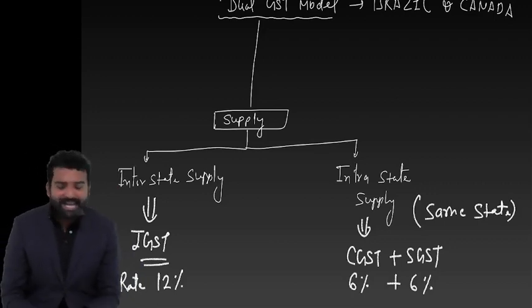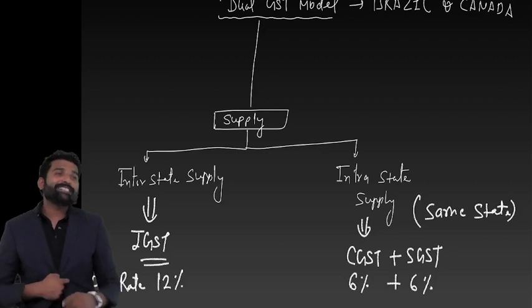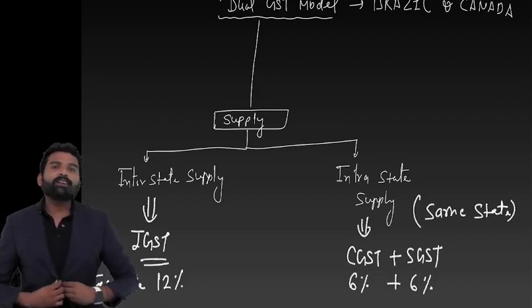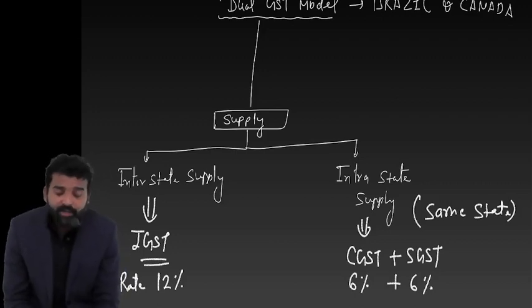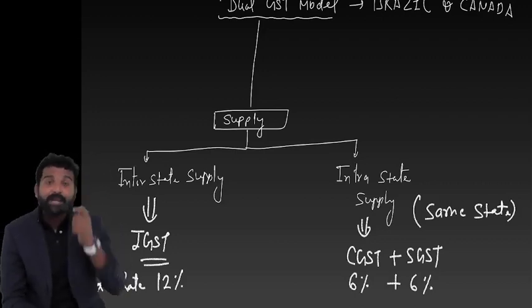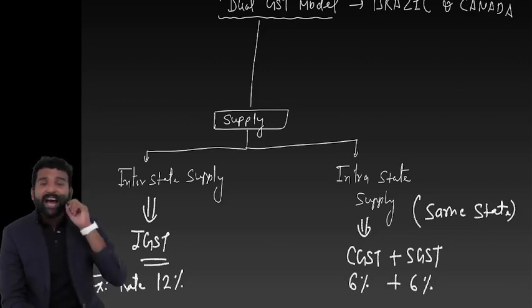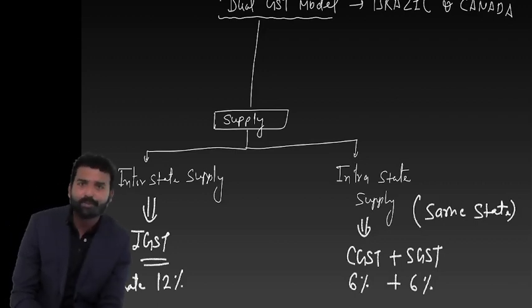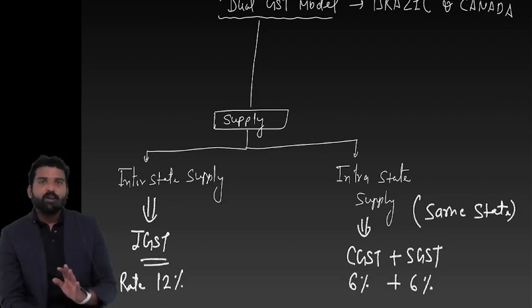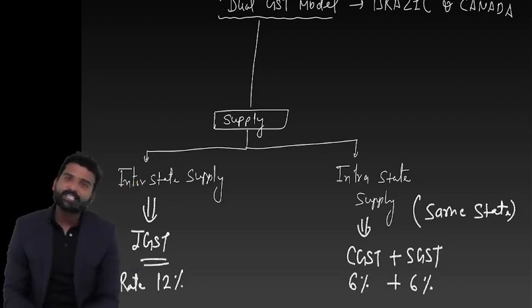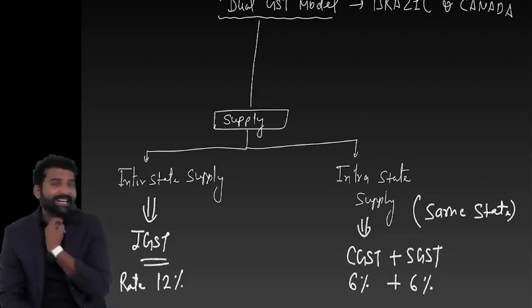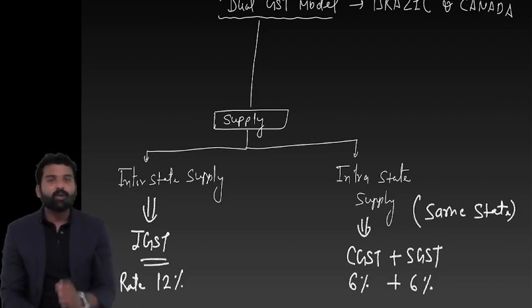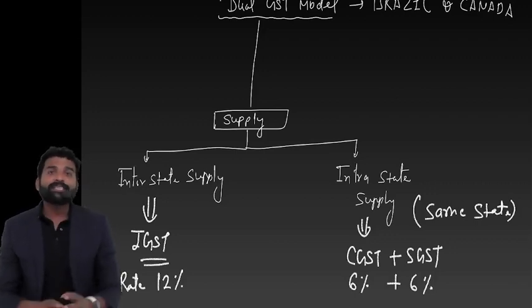Now these are the examples. If the rate of GST is 12%, then what IGST rate do I have to charge in my invoice? 12%. And if it is local supply, then I have to charge CGST and SGST at 6% and 6%. So if the rate of GST is 12, the IGST rate will be 12, and CGST and SGST will be 6 and 6%. Okay, this is just an example because GST rates are different.